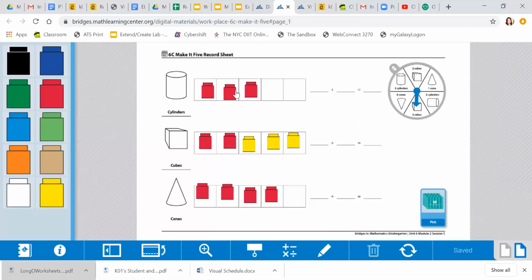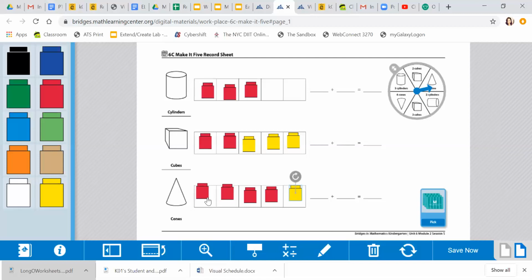Now we got to try and fill in cylinders or cones or both. Oh, 4 cones, but I can't do 4 because I only have 1 left. Oh, we already did cubes. Cubes is done. 3 cylinders. Oh, no, I only have 2 spaces left. Ooh, 1 cone. Good. So see, I can take my yellow one here, and now I filled up 5 again.